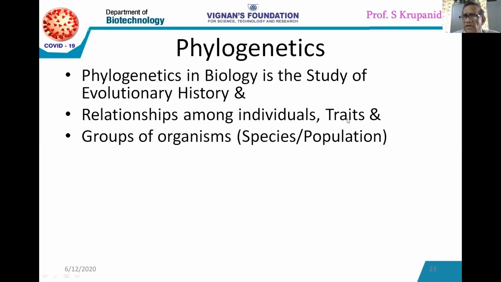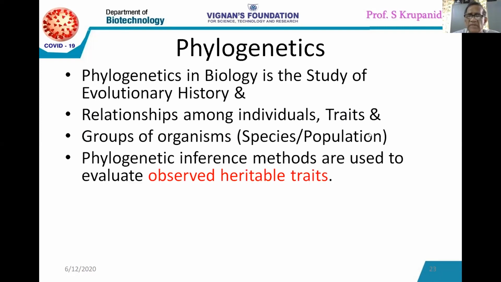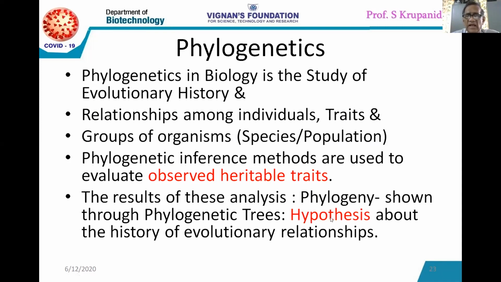Evolution of hemoglobin we can speak here. Evolution of hemocyanin we can speak here. So like this, traits also can be discussed through this molecular phylogeny. And even the population we can discuss. That's why in the next slide I will be showing about the population also. Phylogenetic inference methods are used to evaluate observed heritable traits, and the results ultimately lead to the hypothesis.